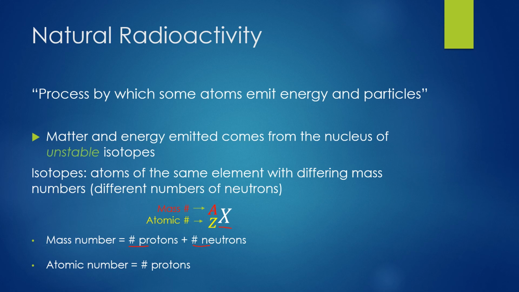Looking at Z in yellow here, that is the atomic number. So the atomic number is equal to the number of protons. And if that number is not given to you in the nuclide symbol, you can figure out what the atomic number is just by looking at the periodic table.